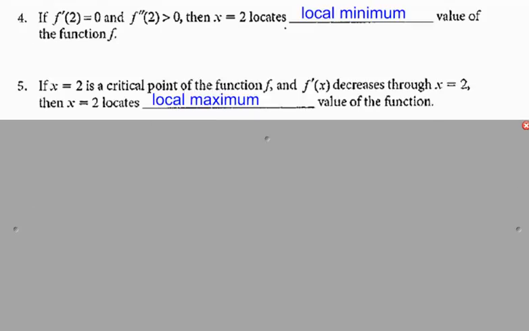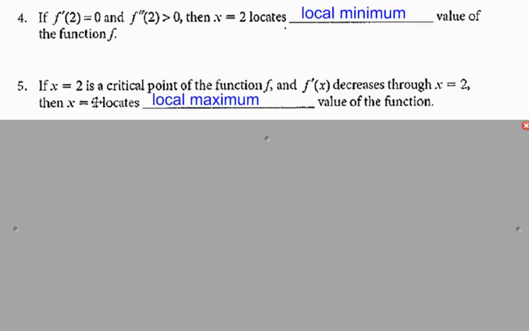Okay, number 5, if x equals 2 is a critical point and f prime of x decreases, that means we have concave down through x equals 2, curving down, so it's an upside down U. That would have to be a local maximum, since we don't know if there are other critical points.